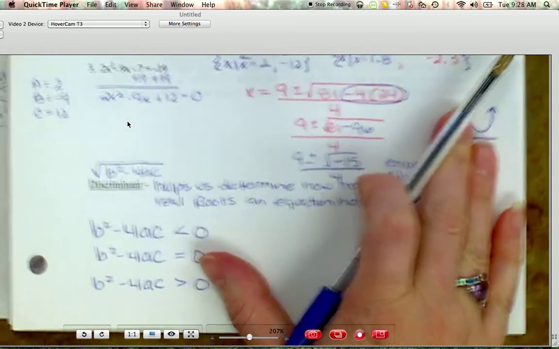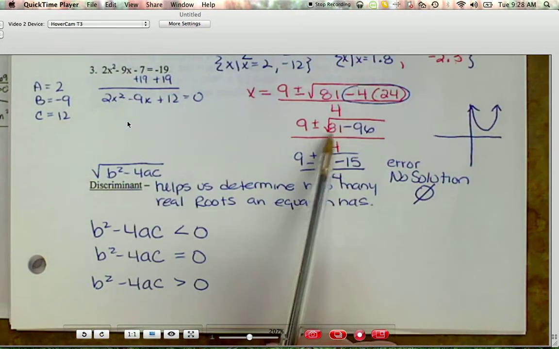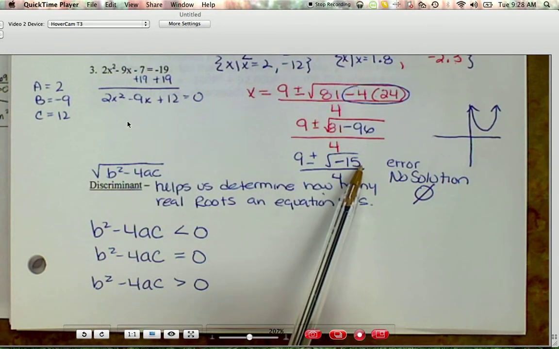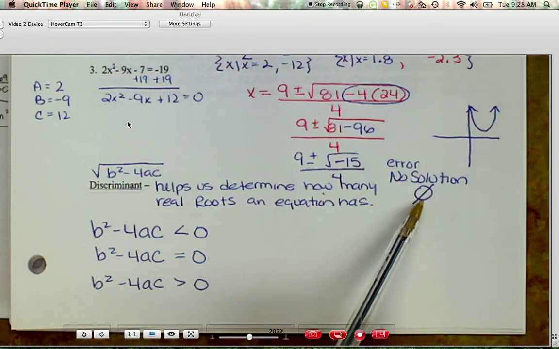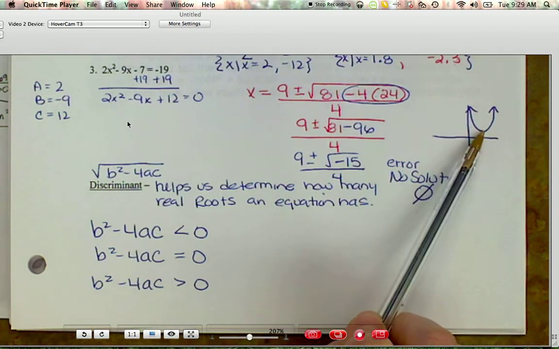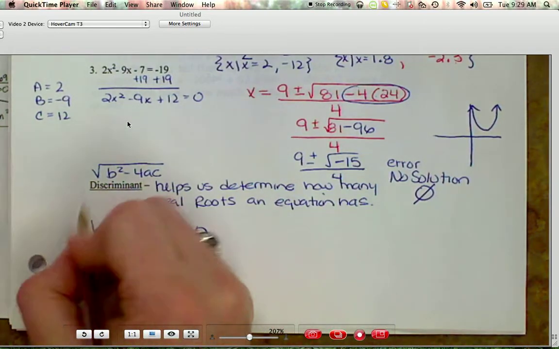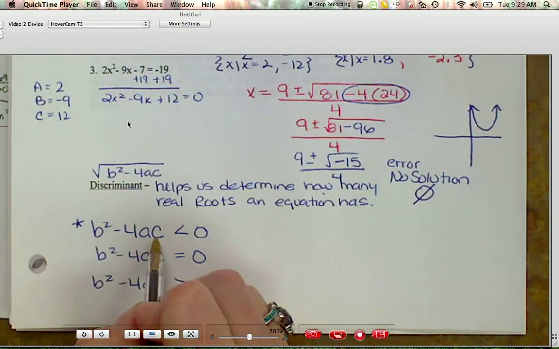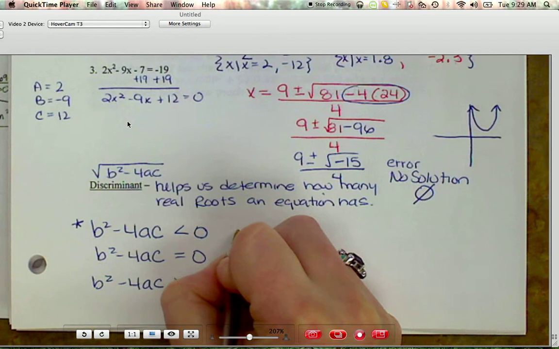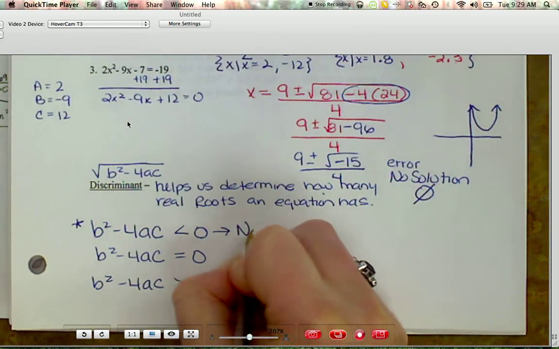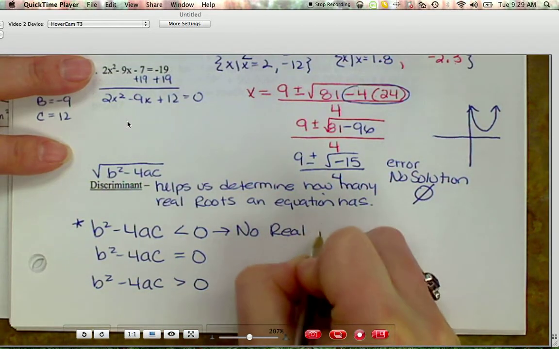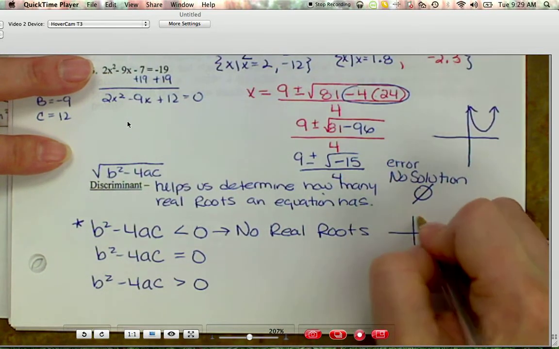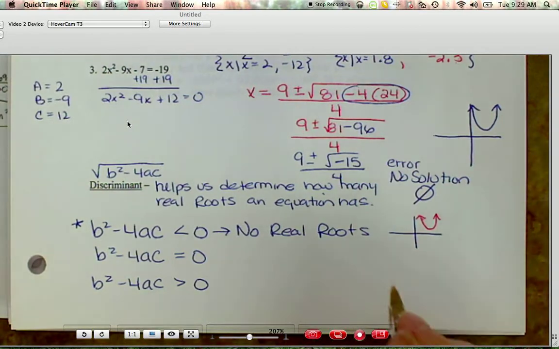If we look at the b squared minus 4ac in this problem, we got 81 minus 96, which gave us negative 15. And we could not take the square root of it, so we got no solutions, it does not cross the x-axis. That's what's going on here. When I plug that value in, I get negative 15, that's less than 0. I can't take the square root. So it gives us no solutions, or no real roots. So the picture is exactly what I just drew above there. It just won't cross the x-axis.